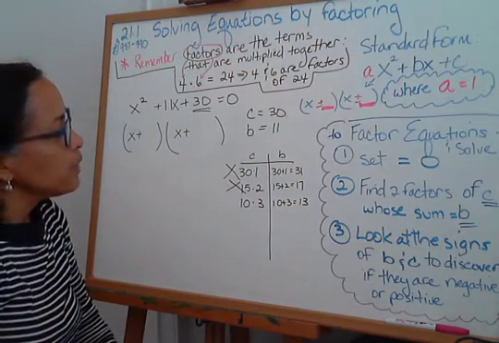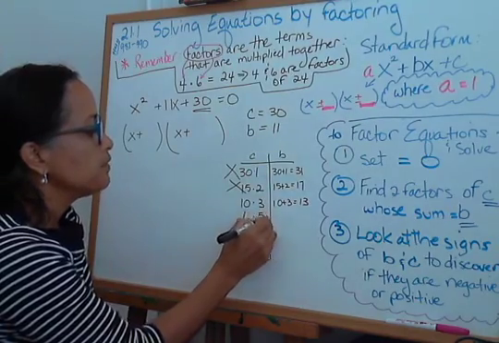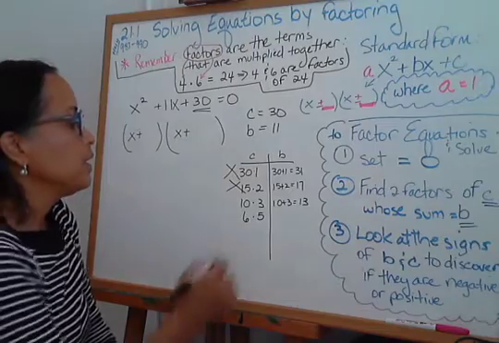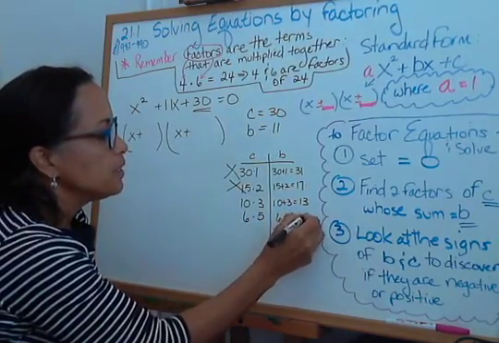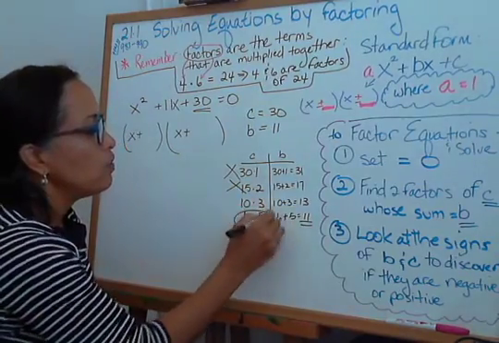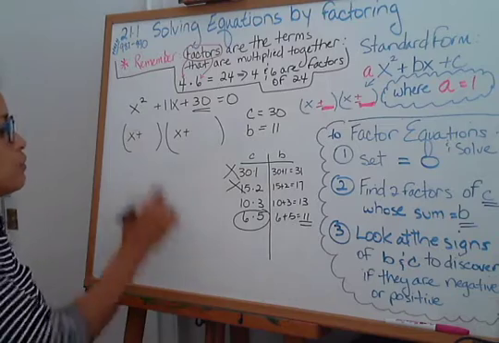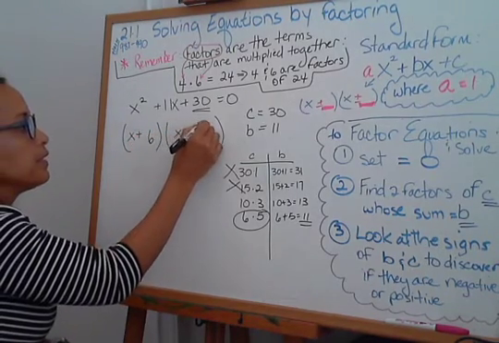So the next number I can use, how about 6 times 5? 6 times 5 gives me 30, and 6 plus 5 gives me 11. So I know that my factors are 6 and 5. So here I can put in 6 and I can put in 5.